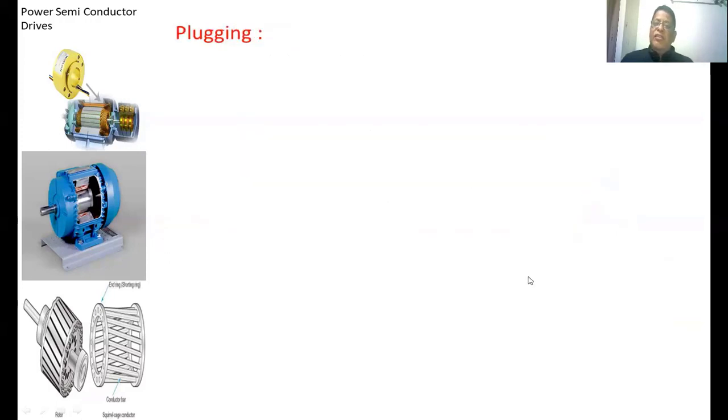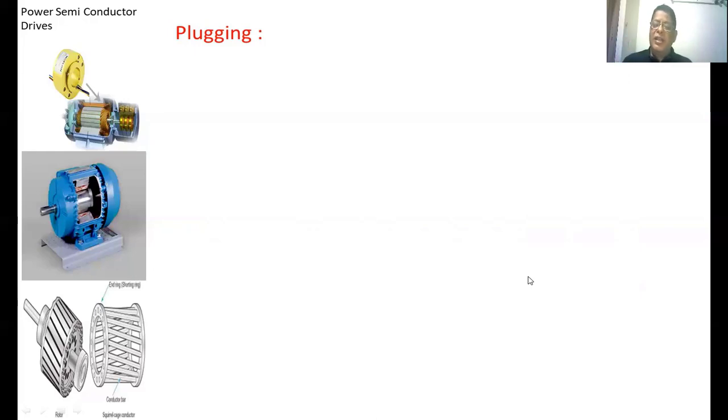Next, plugging. In the case of plugging, we assume that the motor is already rotating in one direction with one phase sequence. Suppose the phase sequence of the voltage applied to the induction motor is RYB. If we change the phase sequence, then the rotation of the flux will be reversed. Once it is reversed, the rate of change of flux linkage with the rotor conductors also will be reversed, so the direction of current in the rotor will be reversed. Once it is reversed, the developed torque in the rotor will be reversed. Once the torque developed in the rotor is reversed, the speed of the motor will decrease.